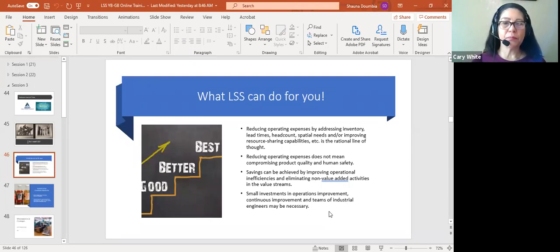But one thing I want to point out on this slide is that second bullet point where it says one thing it can do for you is reduce your operating expenses. Doesn't mean that you're compromising quality and safety. And that's a really important piece. I want to point that out. It's not about making things faster and better so you can get things out of the way.